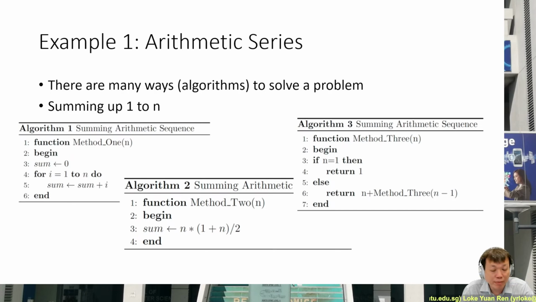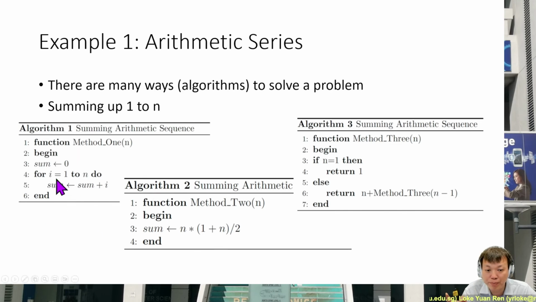So what do you think among these three algorithms, which one will give you the most efficient one? Yes, I think someone answered 2. Maybe I need to wait for a while. Okay, correct, because you can see that it's only one line. To find the answer, I just need to do one multiplication, one addition, one division, and one assignment. Whatever n you give me, I always do the same procedure and can find the answer instantly.